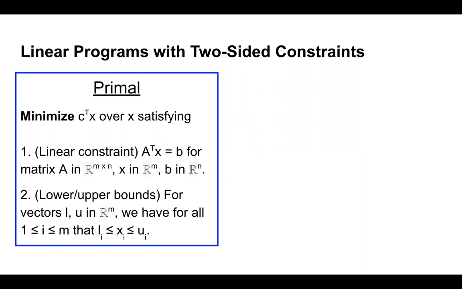This refers in the primal form to the following problem. We want to minimize c transpose x over vectors x satisfying a linear constraint. So this is A transpose x equals b for a matrix A that's m by n. This way, the vector x is m-dimensional. The cost vector c is m-dimensional, and this b vector is n-dimensional. Additionally, every coordinate has a lower and an upper bound. So for all coordinates i between 1 and m, we have that x_i is between l_i and u_i.